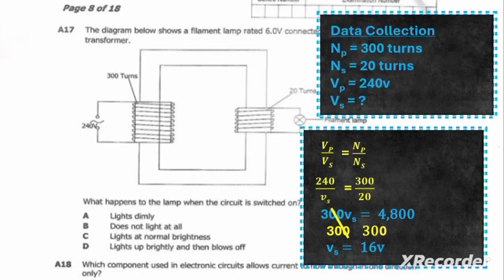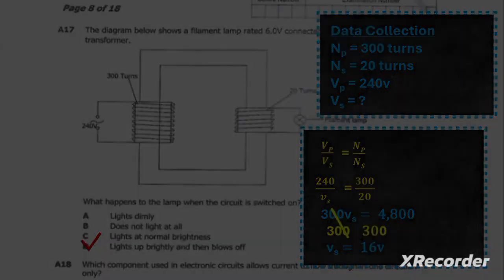So, we are told that this one is rated 6. So we have seen that this is way too big. The voltage is way bigger than the rated voltage, which is 6 volts. So therefore, the filament lamp will light up brightly and then blows off, because the voltage is way too big.